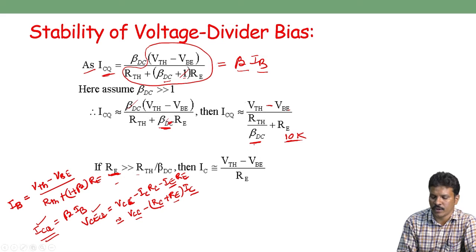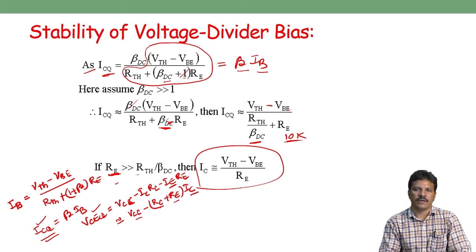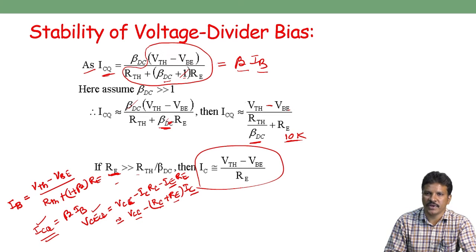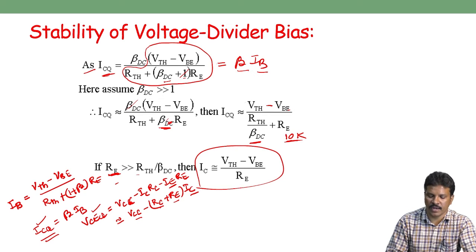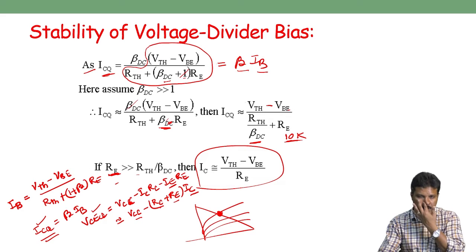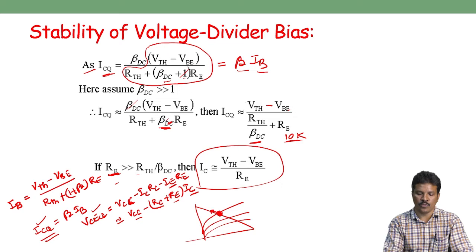When it is neglected, the total collector current IC is equal to VTH minus VBE divided by RE only, so that it is independent of beta. If it is independent of beta, then automatically the Q point on the load line is almost fixed. When it is independent of beta, it means independent of temperature. So when temperature increases, the Q point won't move in the up direction or down direction.